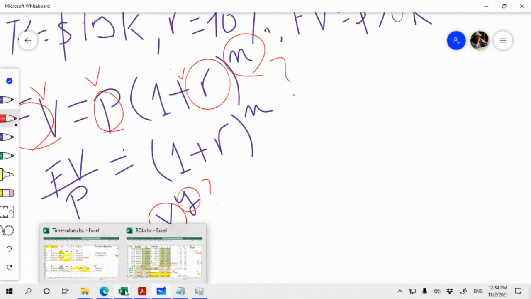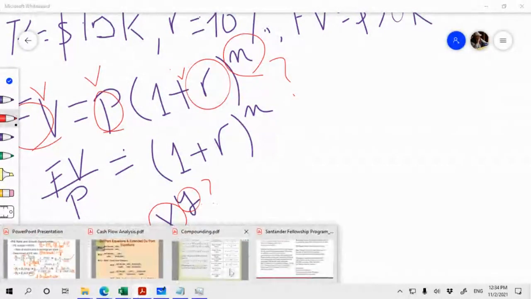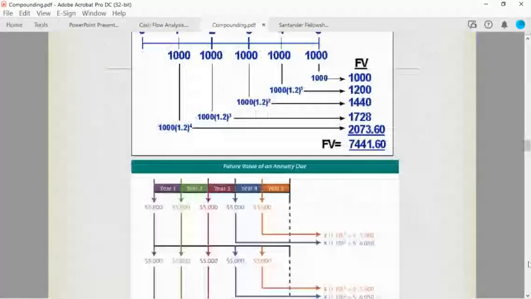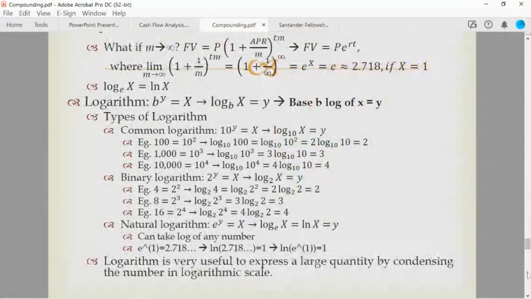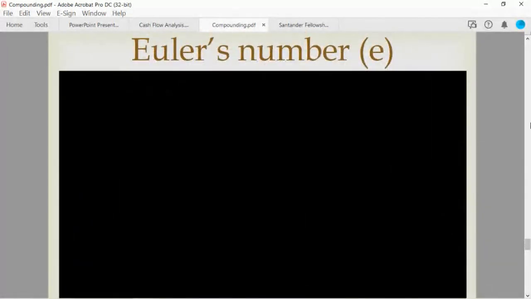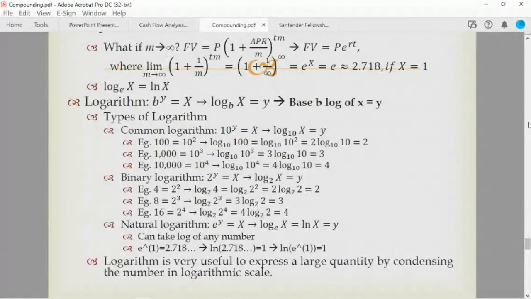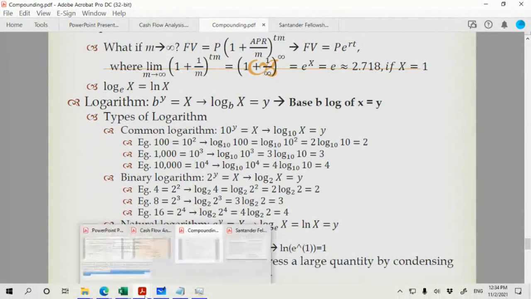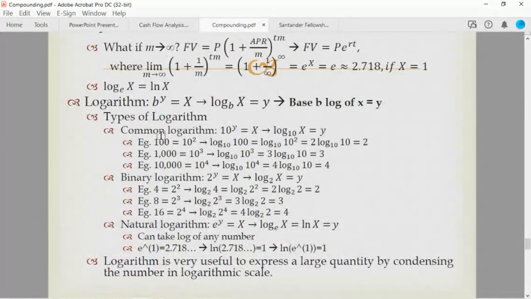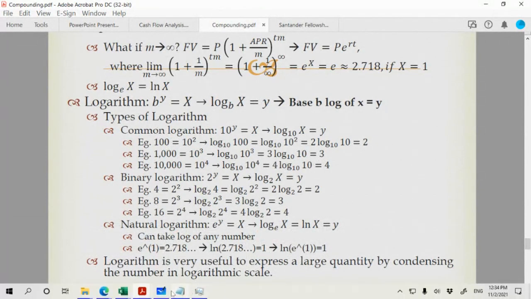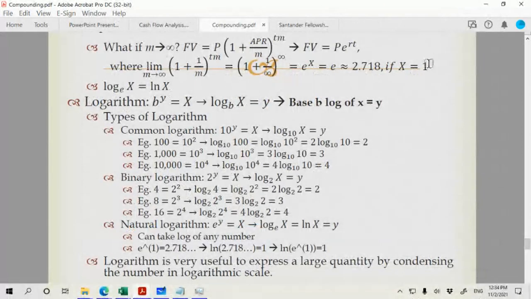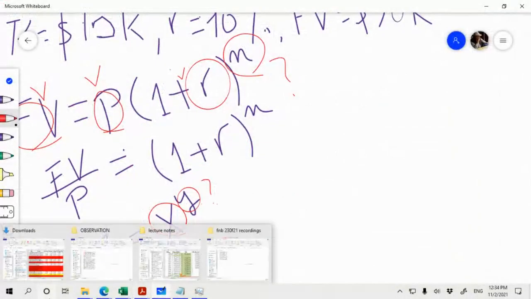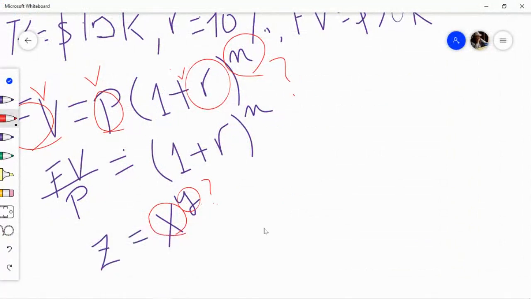So first, let's review what log is. Log is basically a way of expressing a large number by the exponent of a base. There are three types of logs: common log, binary log, and natural log. Let me use common log as an example.